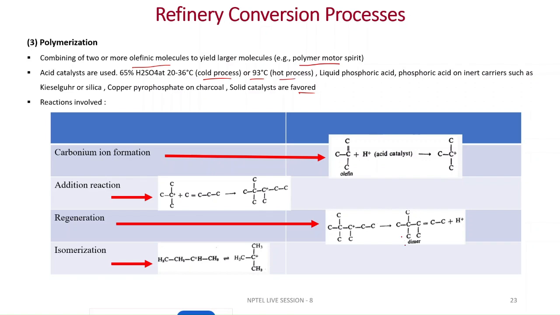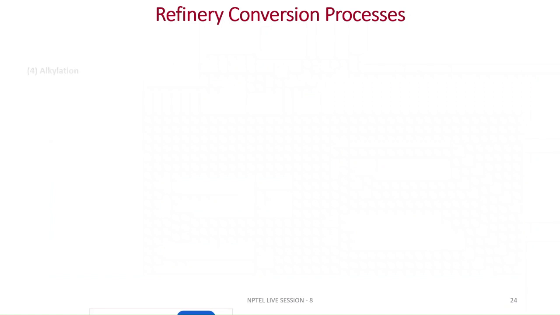Regeneration, then it forms the dimers plus hydrogen plus ion regenerated, and isomerization, it forms this isomer. Okay, next one is the alkylation process. It is a very similar process to that of the polymerization, but here the olefins react especially with isoparaffins, not with other process.